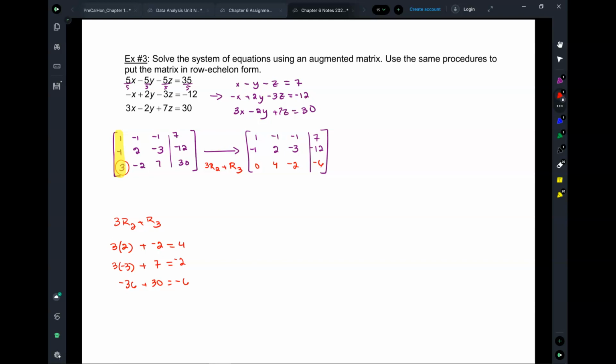Okay. So now, the next thing we're going to do is we're going to get rid of this one. So these 2 rows are going to be unchanged. So I'm going to get rid of this negative 1. Let me do this. Okay. Now look. This first row will be unchanged. The second row will also be unchanged.